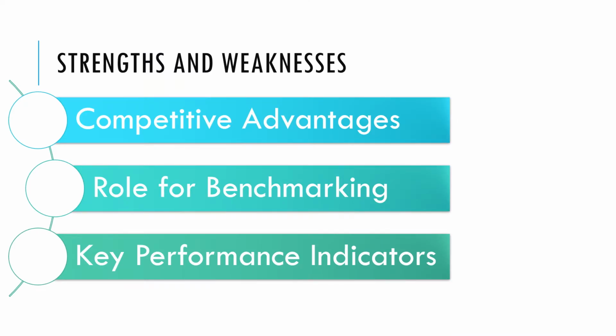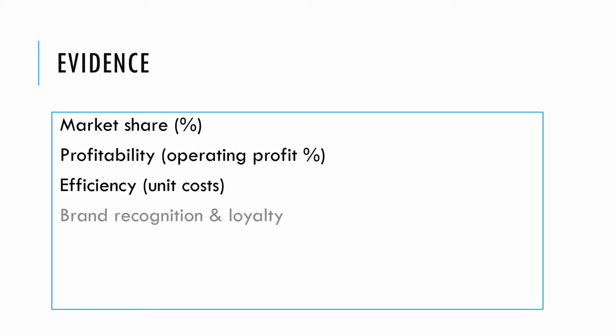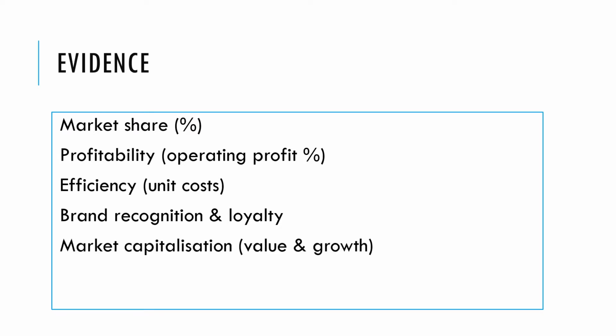So when we're looking at strengths and weaknesses, we're really thinking about things that will give us a competitive advantage. It's quite useful here for us to benchmark, to compare ourselves to other businesses and look at our performance and say, is that a strong performance or not? We often call these key performance indicators. So some examples of things we could look at for evidence might be our market share, our profitability, our efficiency, levels of brand recognition and loyalty, which we can do through surveys, our market capitalization, our value and whether we're growing, if we are a PLC perhaps and we have a share price, and our reputation for quality.